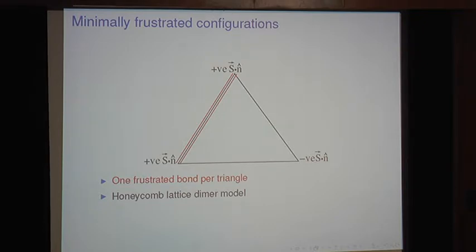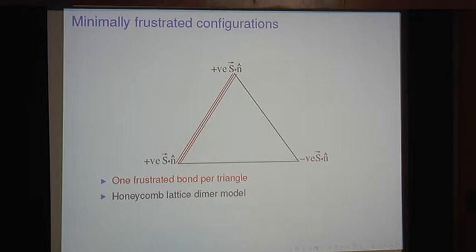You would like to make as many bonds of every triangle happy as possible, and the number you can make happy optimally is 2. One you have to keep unhappy, right. One bond will have to have a pair of aligned spins on it, because this is an odd circuit, and two of them can have anti-aligned spins across it and be happy, right. The bond that's got aligned spins across it is the frustrated bond.